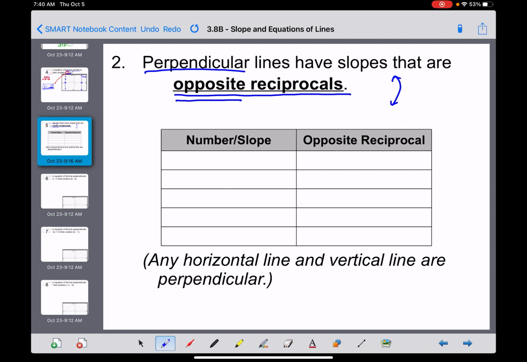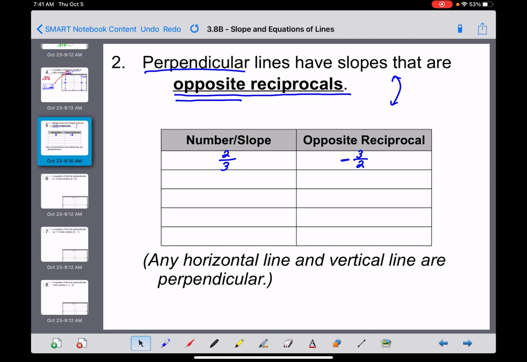If a line here had a slope of something like 2/3, the opposite reciprocal of 2/3, we would reciprocate the fraction to get 3/2, but because the original slope 2/3 was positive, the opposite reciprocal would be negative 3/2.